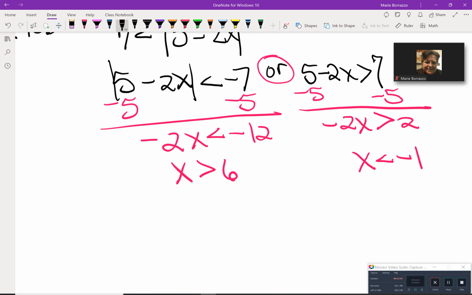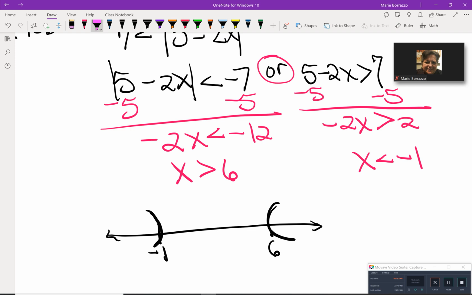And when you draw your number line here, your negative 1 sits over here, your 6 sits over here, not inclusive, so they're both parentheses. And I'm drawing them in the correct direction, because x is a number less than negative 1, which is this way, heading to negative infinity. And x is a number greater than 6, which is heading to positive infinity. So this is an OR condition.